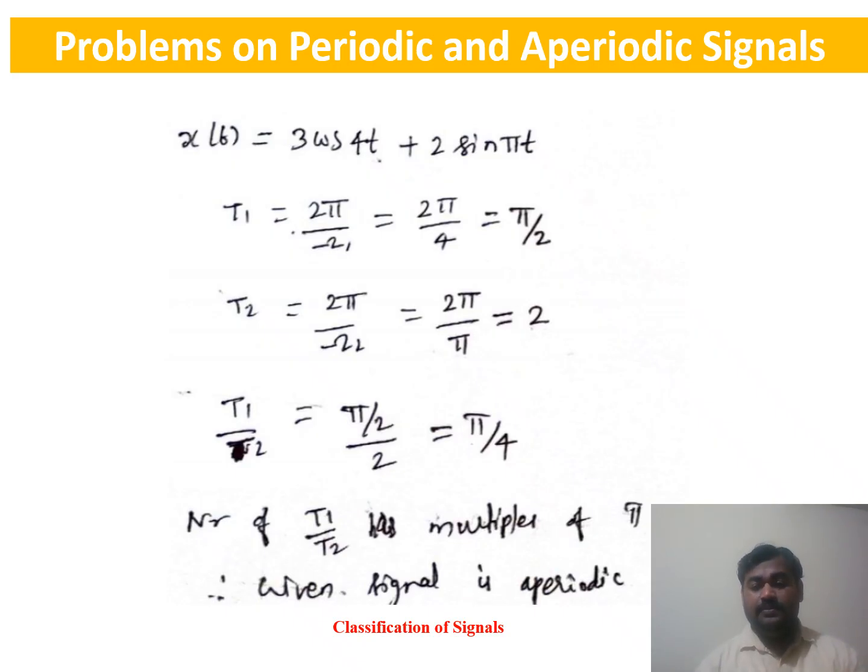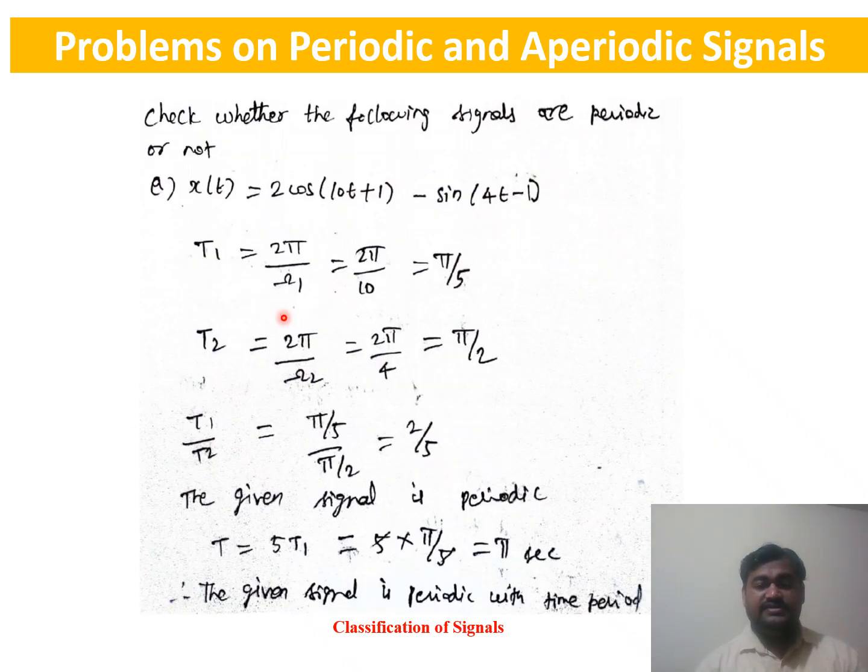If a signal is an aperiodic signal, you need not find a fundamental time period. One more example: x of t equal to 2 cos (10t plus 1) minus sin (4t plus 1).